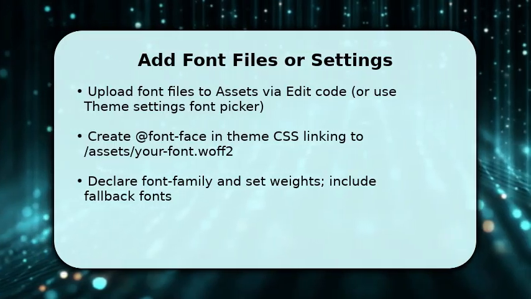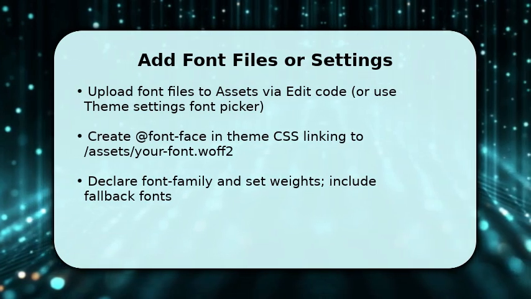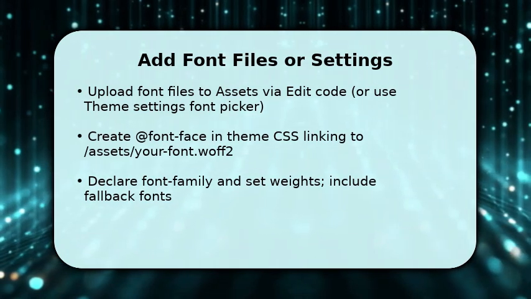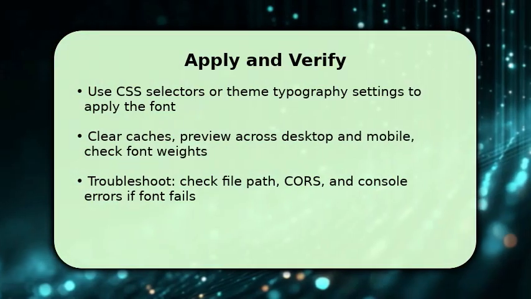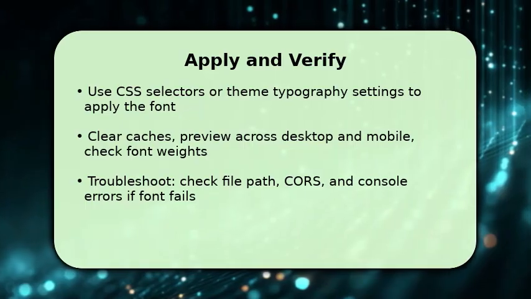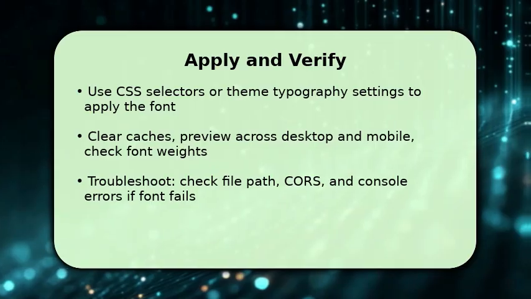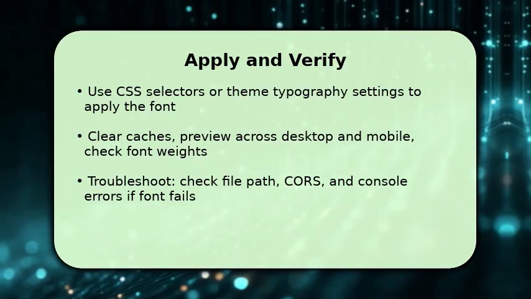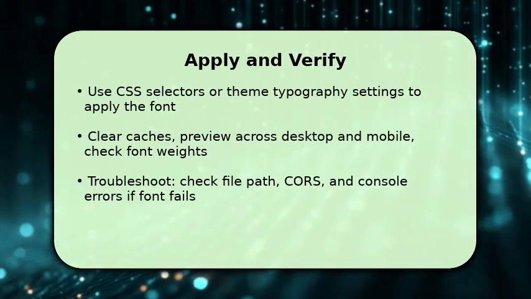If your theme supports a font picker, select the uploaded or Google font there. Make sure to include sensible fallback fonts so text remains readable while the custom font loads. Finish by applying the font to body, headings, or specific selectors using font-family in your CSS or the theme typography settings. Once done, save and preview the duplicate theme across desktop and mobile to verify rendering and weights.